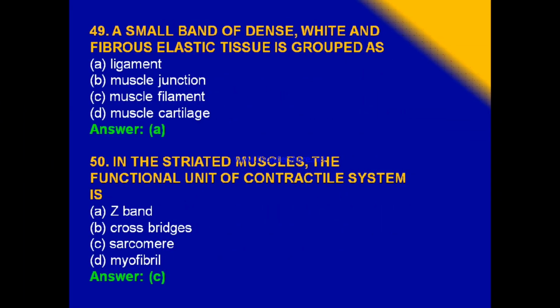Next, a small band of dense, white and fibrous elastic tissue is grouped as ligament, muscle junction, muscle filament or muscle cartilage. So a small band of dense white and fibrous elastic tissue is grouped as ligament. In the striated muscles, the functional unit of contractile system is Z band, cross bridges, sarcomere or myofibril. So the answer is sarcomere. Option C is the right answer.